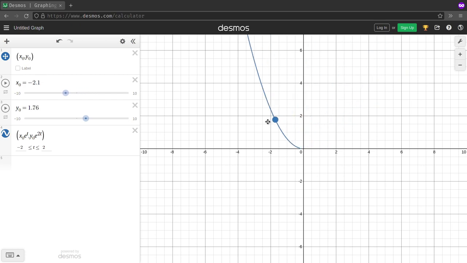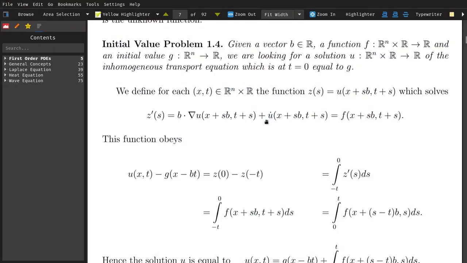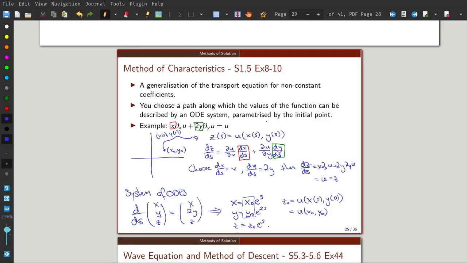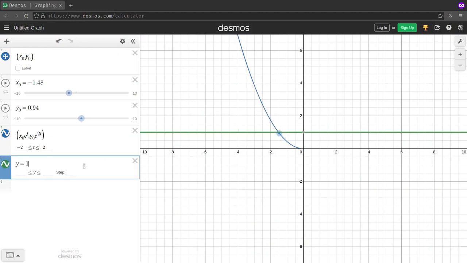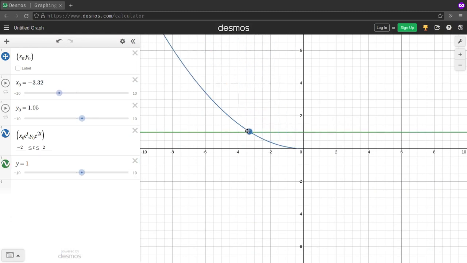So for the next step, what we should do is consider some initial values. So suppose we're given an initial value, and the initial value I have in mind is somewhere on the line y equals 1. So if the initial point is always somewhere on the line y equals 1, we can see that the characteristics are going to cover the upper half of the plane, like so.